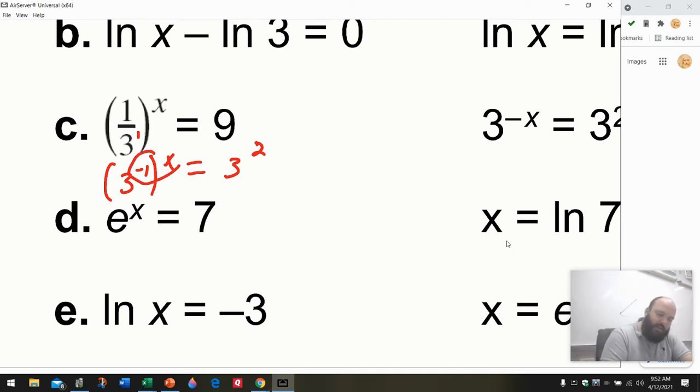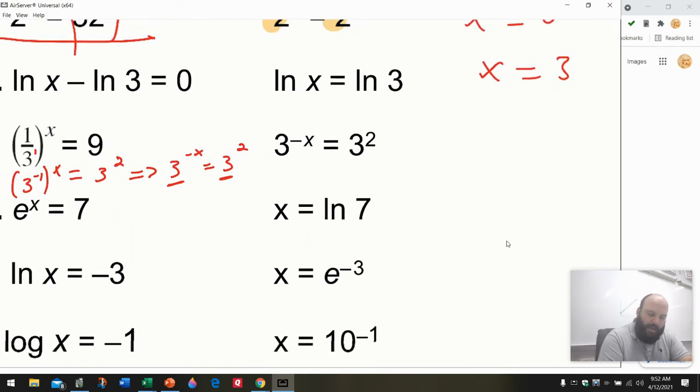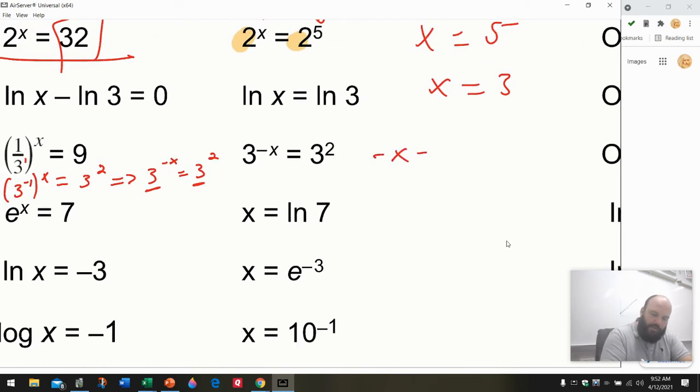We do need to take care of this power to a power. In doing that, we end up with 3 to the -x is equal to 3 to the 2nd. So that's how we get that. Now that the 3's match, we can set the two powers equal to each other. So we can see negative x is equal to 2, and by dividing both sides by -1, I get x equals -2.